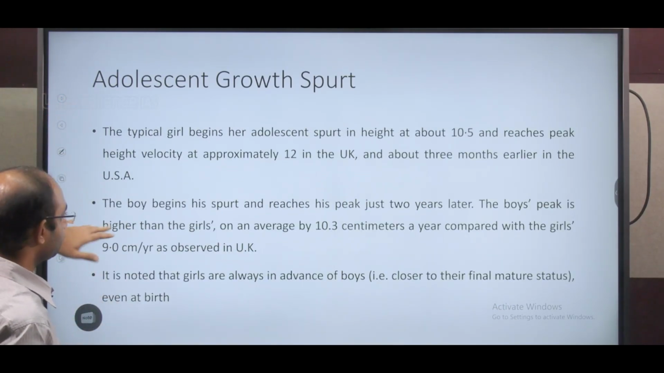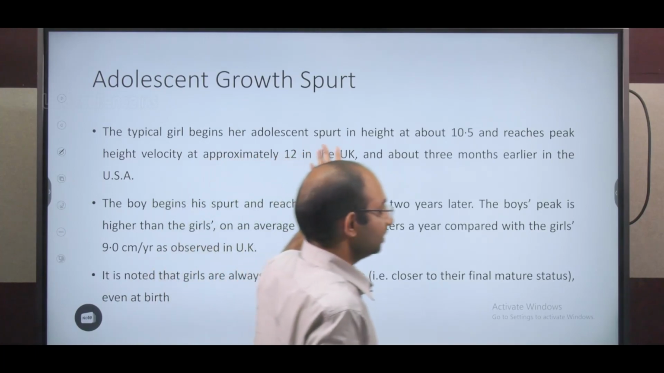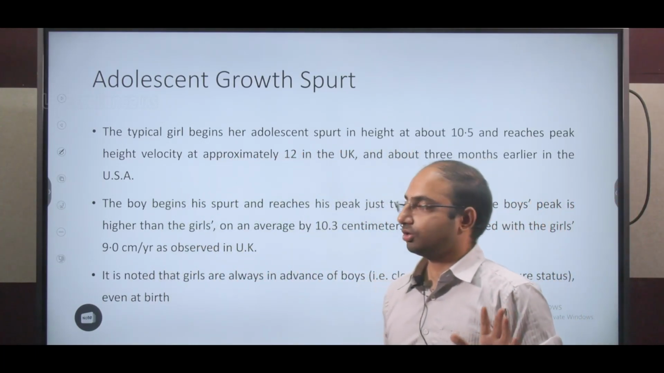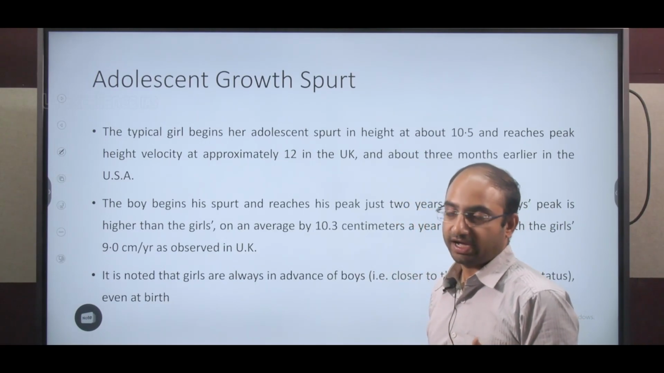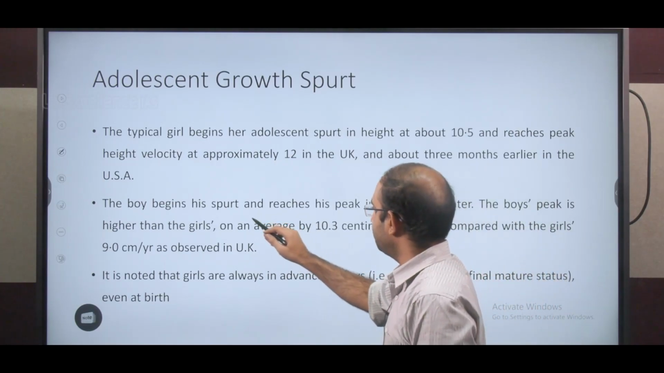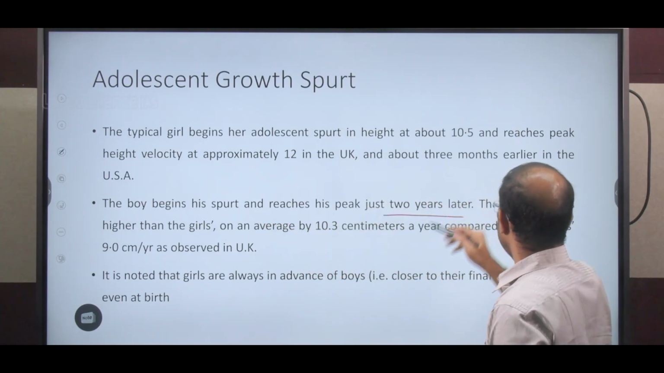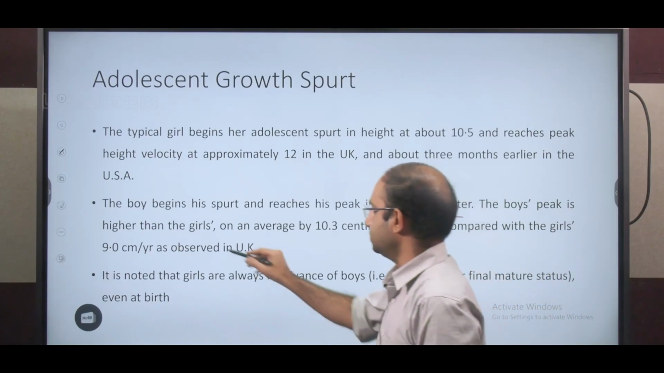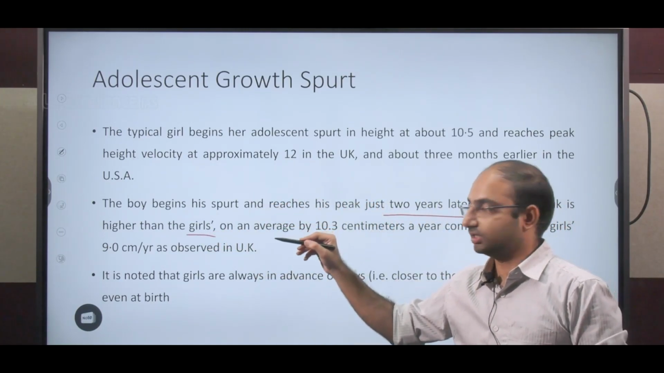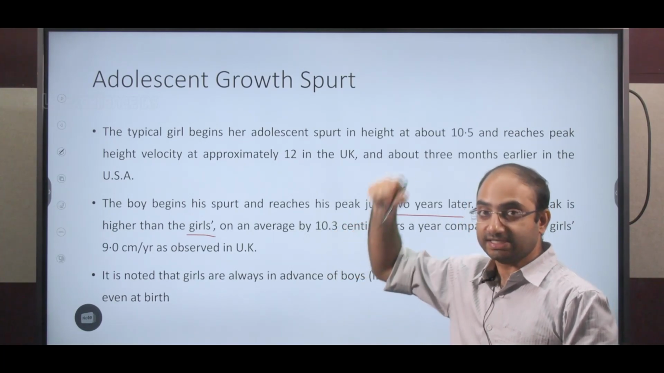So please go through these other points also, where we have discussed the minute variations between girls and boys when it comes to adolescent growth spurt, both in terms of height and height velocity as well as weight. So the boy begins his spurt and reaches his peak just 2 years later, and the boy's peak is higher than girls. So the spurt starts earlier in girls, but the spurt reaches maximum level in boys.